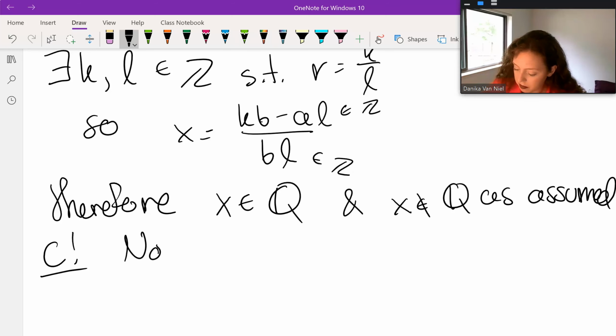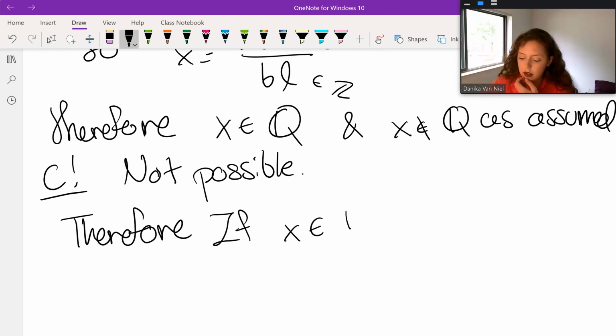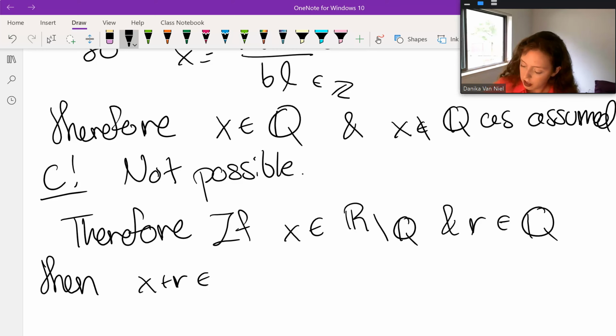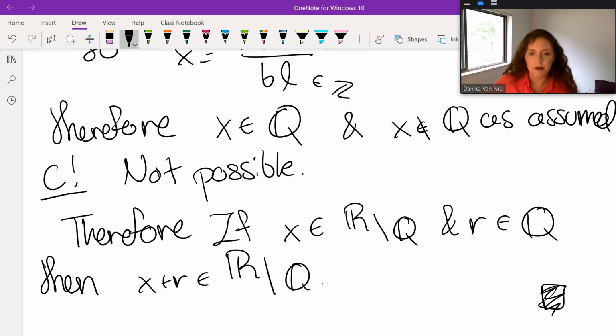Contradiction. Not possible. Therefore, if x is in the irrationals and r is in the rationals, then x plus r is in the irrationals. Yay! Cool, cool, cool.